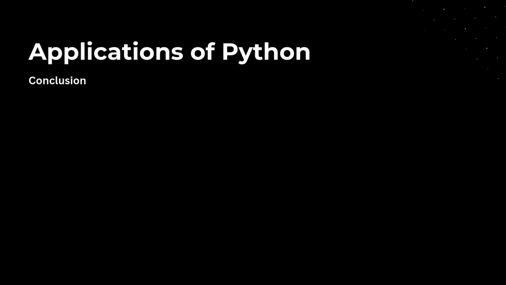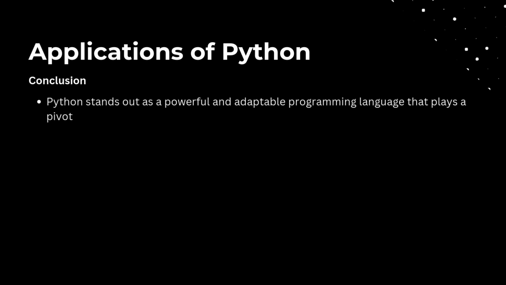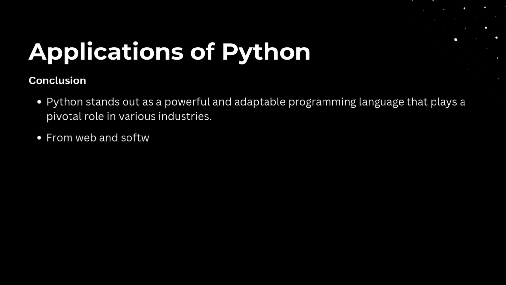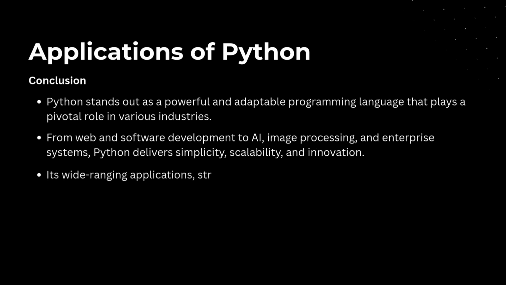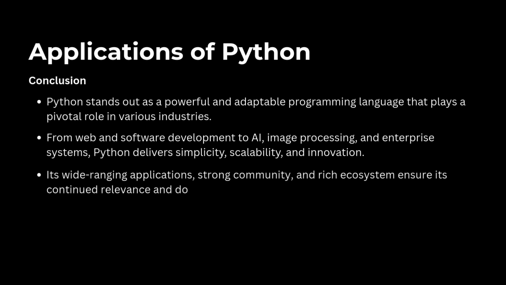Here is the conclusion for the applications of Python. Python stands out as a powerful and adaptable programming language that plays a pivotal role in various industries. From web and software development to AI, image processing, and enterprise systems, Python delivers simplicity, scalability, and innovation. Its wide-ranging applications, strong community, and rich ecosystem ensure its continued relevance and dominance in the world of technology.